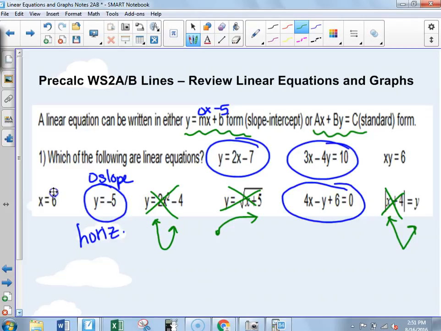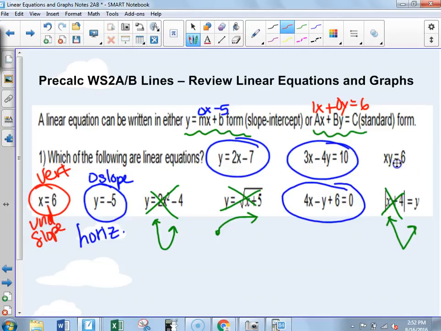Okay, some people want to say that this is not a line. We had this discussion last class, but it is a line. It's a vertical line. It's not a function, because it can't be written in y equals form. And if you think about a vertical line, does it fail the vertical line test? Remember that test for a function? Okay, so this is a special case. It is a vertical line. It could be written in this form, right? 1x plus 0y equals 6. Does that work? So this is a vertical line and it has undefined slope, but it is a linear equation.